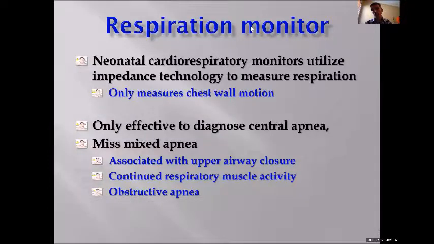How do we monitor apnea? We use a respiration monitor. The neonatal cardiorespiratory monitor utilizes impedance technology. And impedance, as you know, measures the movement, the motion of the chest. Because it detects chest motion, as you remember, you might have chest motion but no flow of air in the upper airway. So you still have chest movement, but you don't have flow due to obstruction. So a monitor that uses impedance technology will not diagnose it.